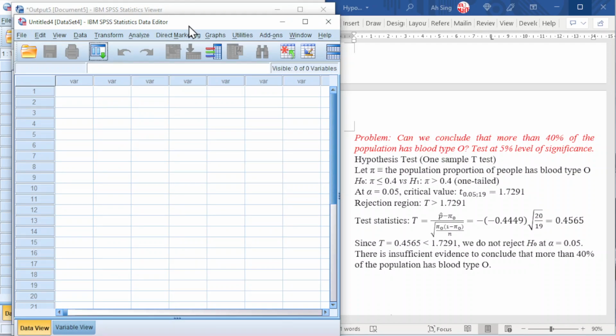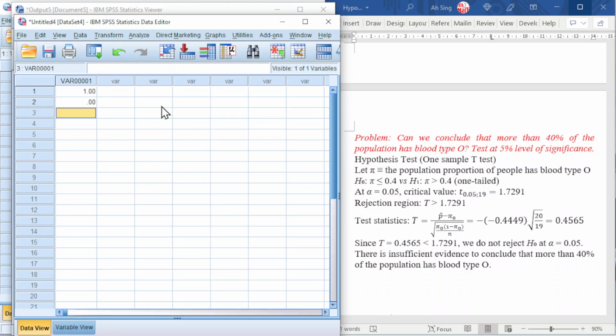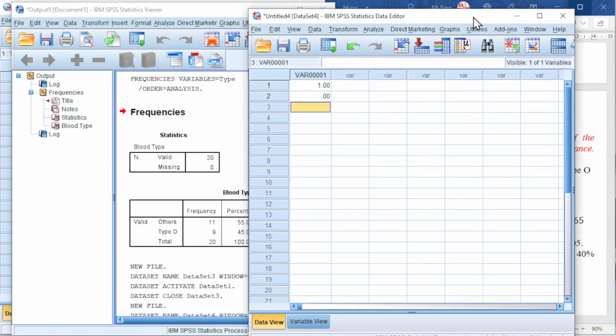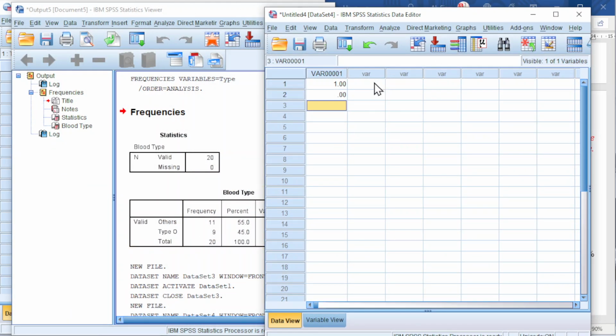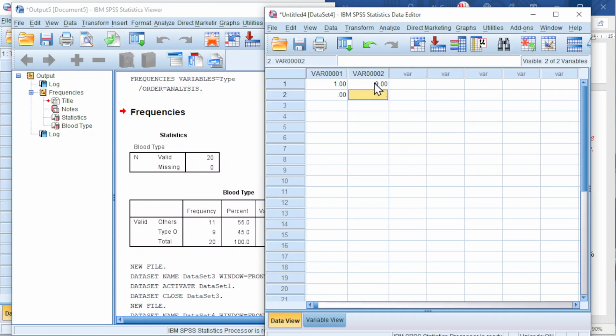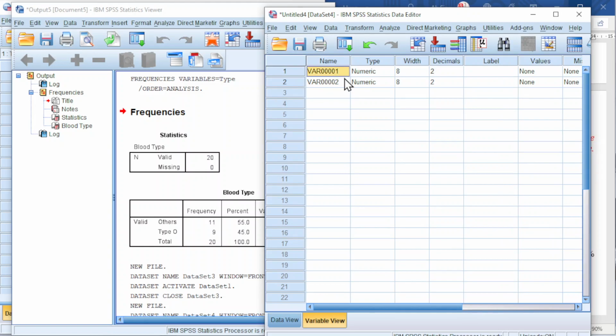We should bear in mind that the study aspect must be labeled as 1, others 0. So according to what we need here, it is blood type O. For blood type O, we have 9 of them. Else, we have 11. Go to variable view to name the variables. For the first variable, we can name it as type. Second, I'm going to use the word sample since this is obtained from the sample frequency.